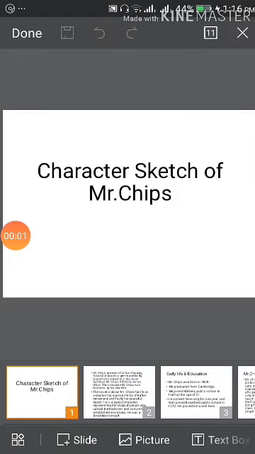Character sketch of Mr. Chips. Basically, we are discussing the novel Goodbye Mr. Chips, written by James Hilton. It is a story of a school teacher. His name was Arthur Chipping, and the short form is Mr. Chips. He was called Mr. Chips by his students.